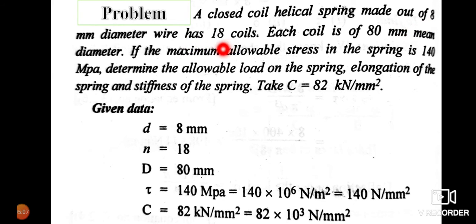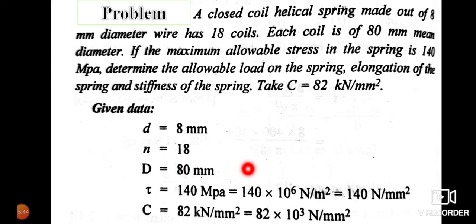So the given data: the spring is made out of 8 mm diameter wire, so the wire diameter is 8 mm, and 18 coils, so n equals 18 coils. Each coil is of 80 mm mean diameter, so mean diameter capital D is 80 mm. The allowable shear stress of the spring is 140 megapascal. Take C, the modulus of rigidity, as 82 kilonewton per millimeter square.